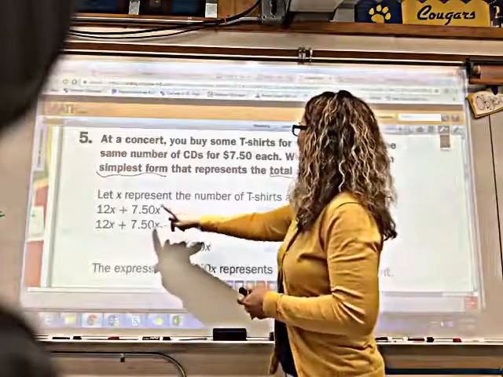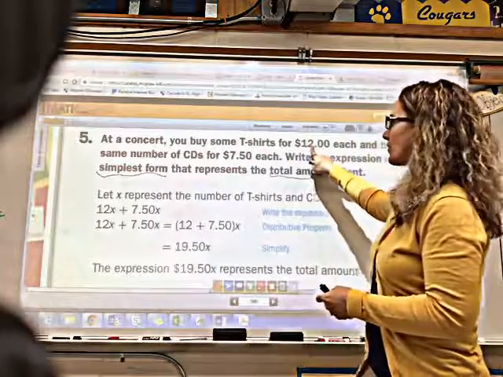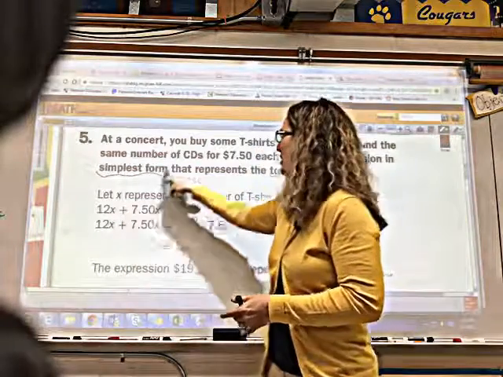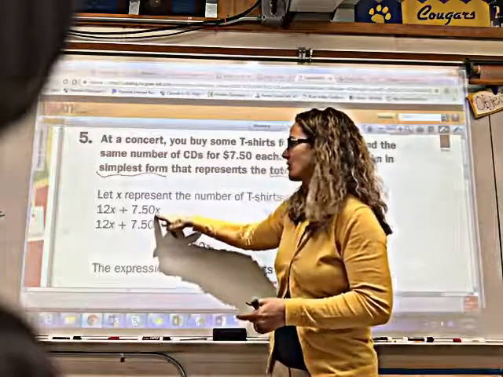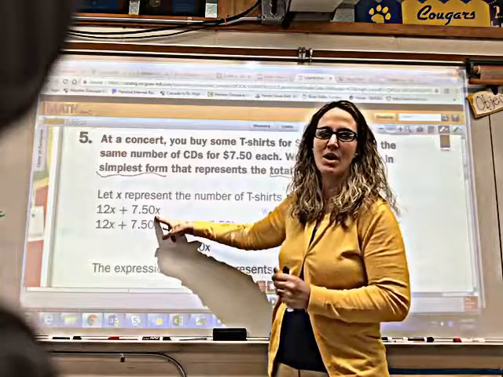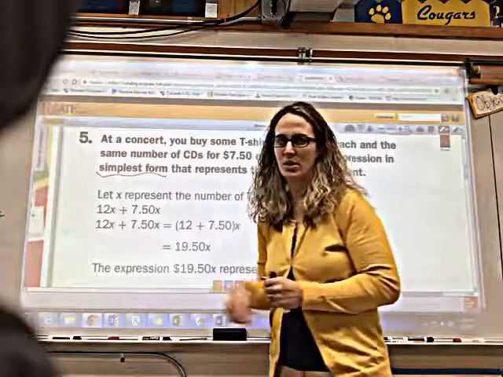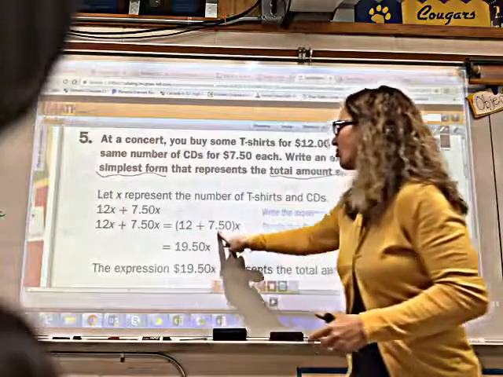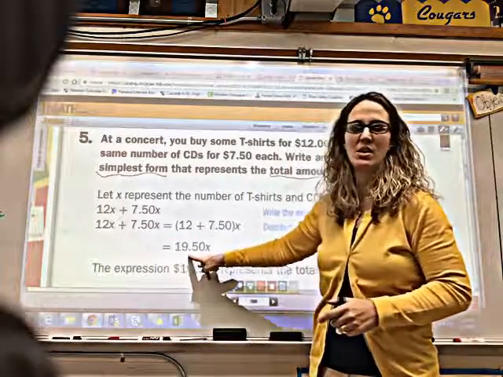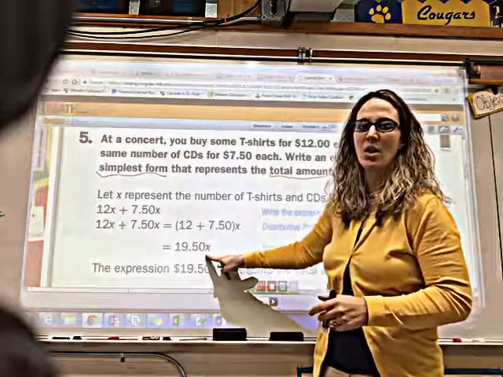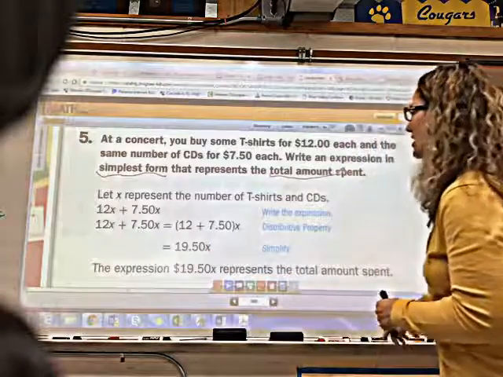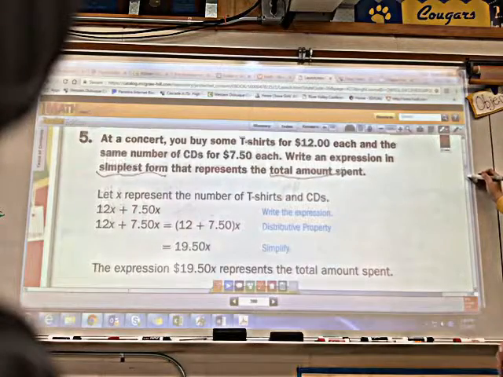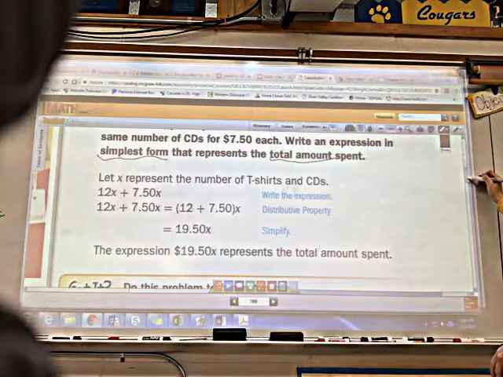Okay, so we know that we are buying t-shirts for $12, so $12 times our amount of t-shirts, plus we're getting CDs for $7.50. We're getting the same amount of CDs as we are t-shirts, so we can use the same variable. We can combine those, so we're thinking 12 plus $7.50, which would give us $19.50 times x, or the number of t-shirts and CDs that we're getting. So there would be an expression in simplest form that would represent our total amount.